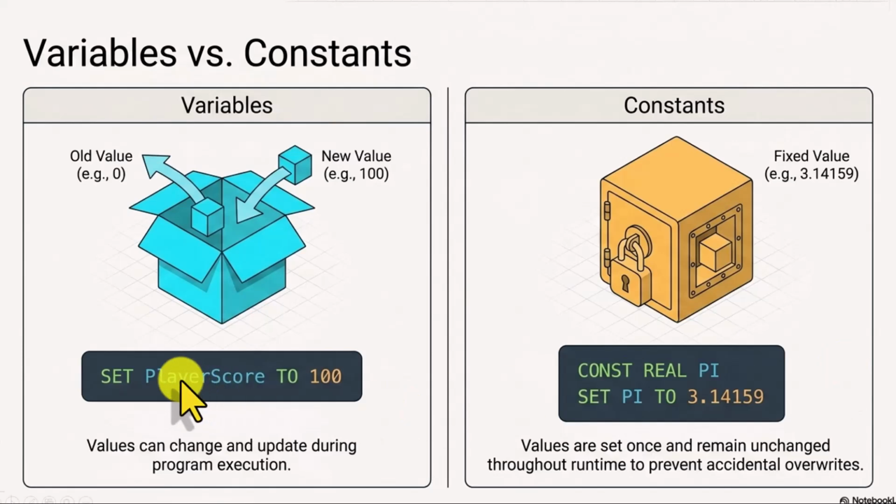And in pseudocode, how do you write that? Set player score to 100. So simply that is the pseudocode for variables. The value 100 will be stored inside a variable named player score. And how to work with constants in pseudocode? Simply you will write const, then the data type, that is text, that is integer, whatever that is, and a name for that constant. So this is a constant, the data type is real, and the name of the constant is pi. And after that, set pi to 3.14159. And you cannot change it after this.